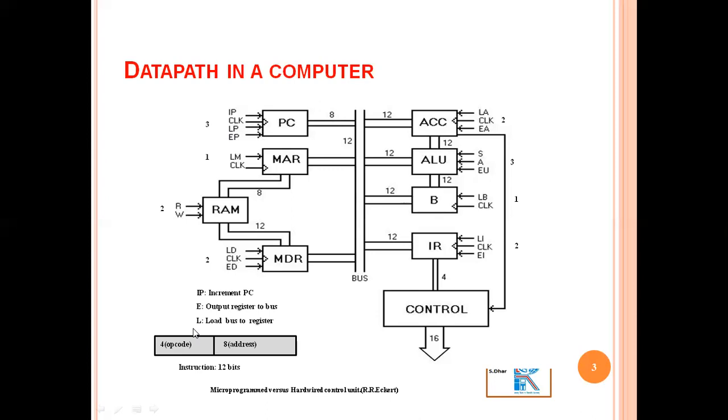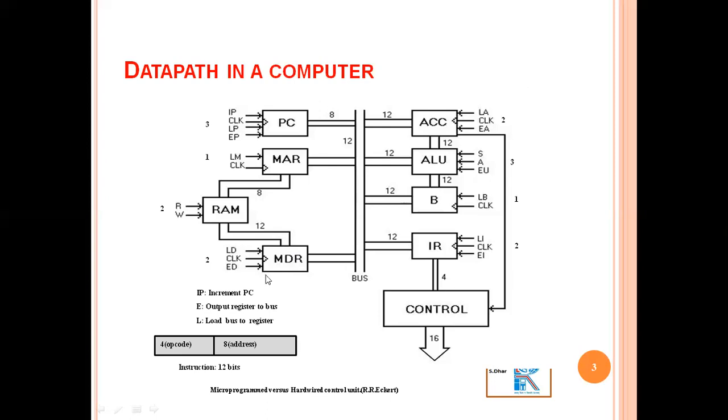And the other is L. L means load. That means data will come from the bus to the particular register. Suppose LP is activated. That means data which is in the bus will come to the program counter. If EP is activated, data which is in the program counter will come to the bus. Similarly, LM means the data which is in the bus will come to the MAR. LD: the data which is in the bus will come to the MDR. ED, enable MDR, means the data which is in the MDR will come to the bus. That's the reverse process. Clear?